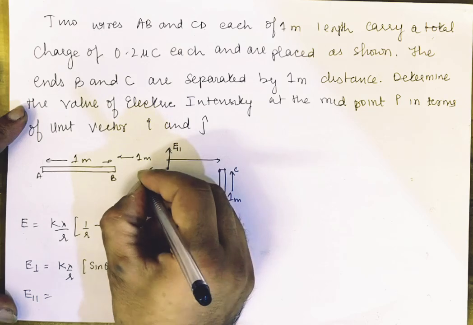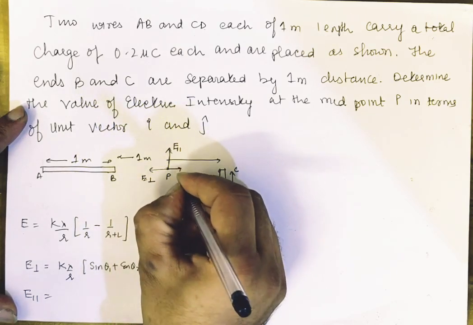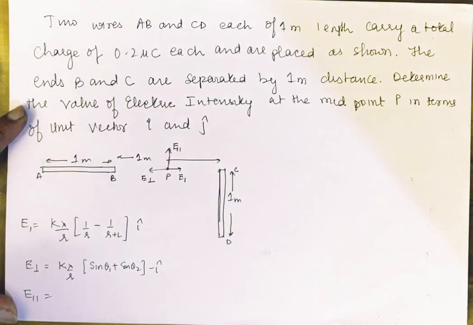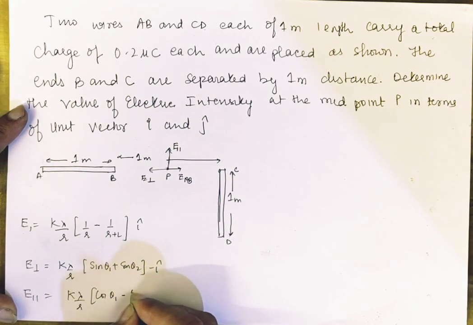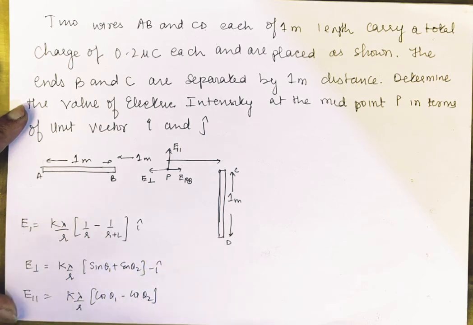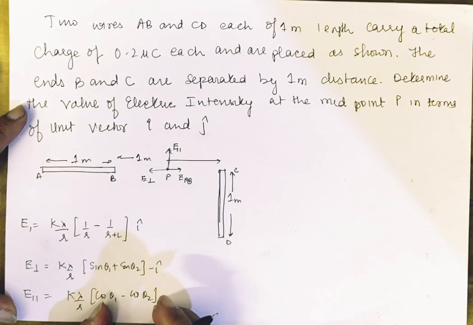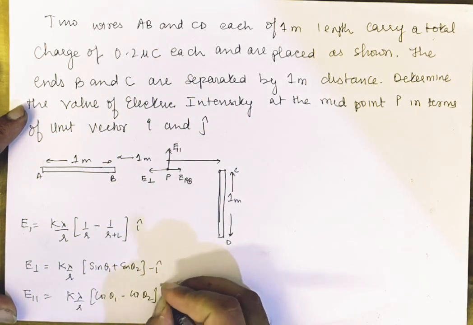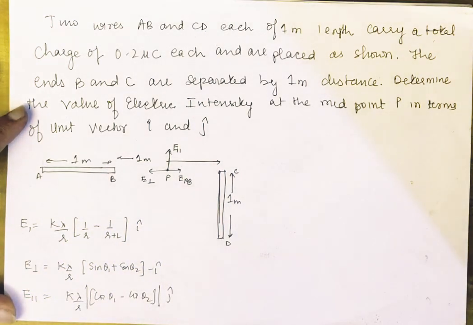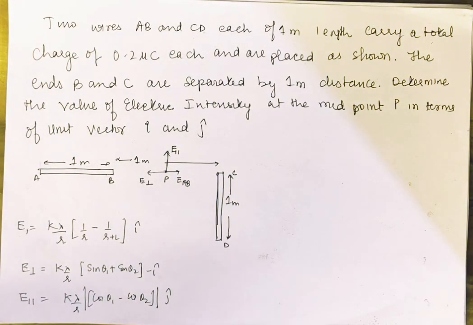So I am writing the values already. E parallel, E perpendicular, and this will be E1 due to the AB wire. You can also write AB. K lambda by R times (cos theta 1 minus cos theta 2). I am not concerned about the sign here. I know the direction will be in the upward direction. So I'll write it as plus j and take the modulus. So these three things I have to calculate.